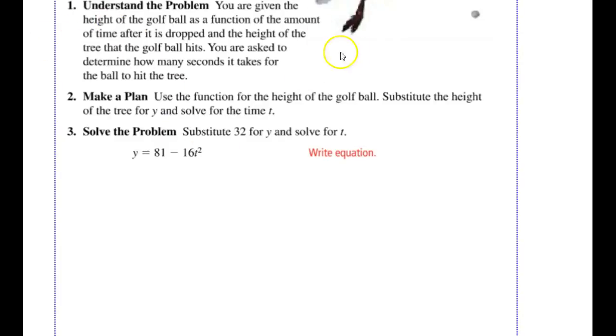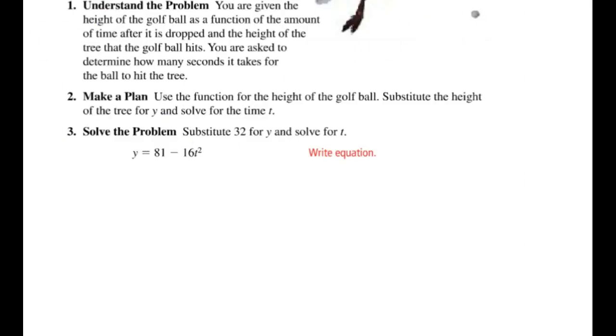So one thing that we've missed that was not included in this screenshot is that in your book and in the example you were given the function. You were given that y equals 81 minus 16t squared, right? So we were given the function. That's where I just got stuck for a second. So we were given the function, and now we were told some heights. So first thing I want to do is substitute that 32 for y and solve for my t. That's the first step I want to do when I'm given the height of the tree.